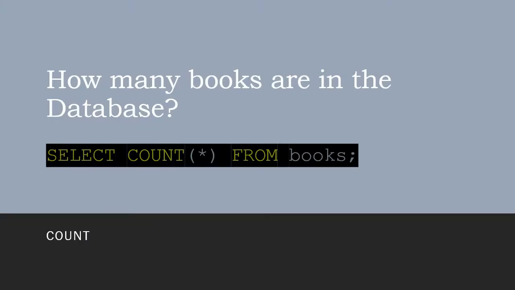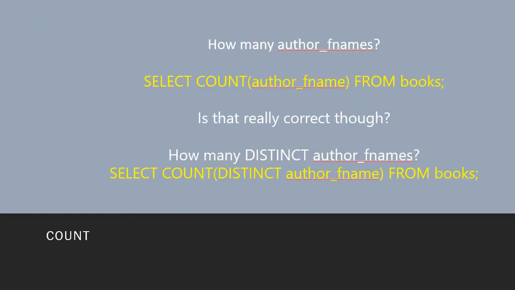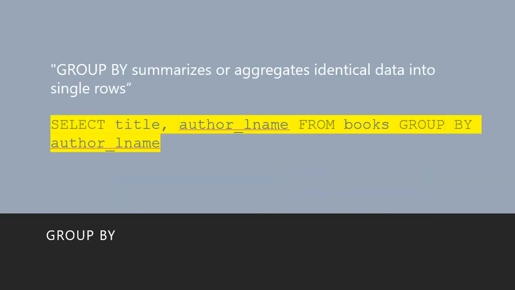So that's all about the count. The simplest form of syntax is select count star from books. And if you want to identify the author's first name, select count of author first name from books. This is not actually the correct information, so we will use the distinct author first names. We have to use the command distinct in order to find the unique author names.